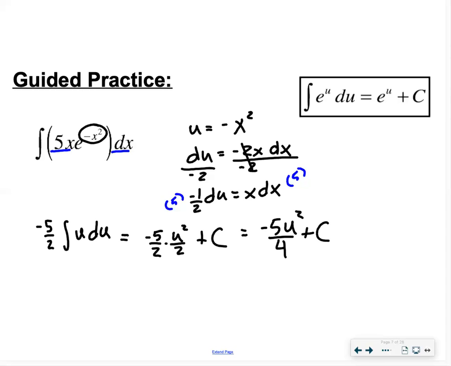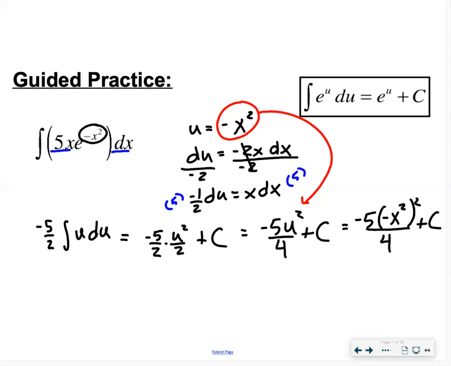And then at the very end, just want to make sure I plug back in my u. So then we have -5. This would be -x squared over 4 plus c. Okay, I did something wrong here. Did I skip a step? Oh, I was going to say, I know I did something wrong.